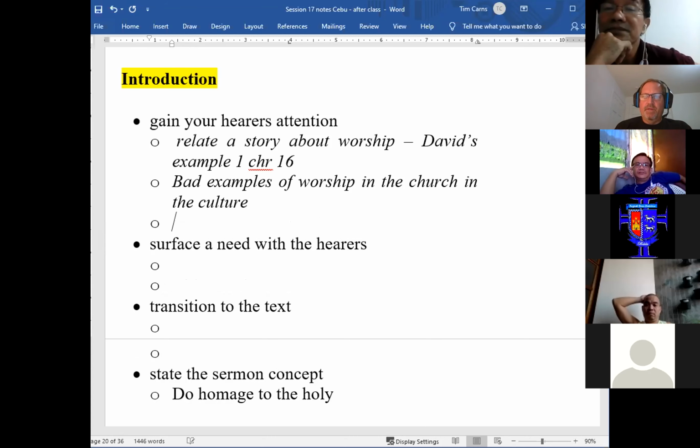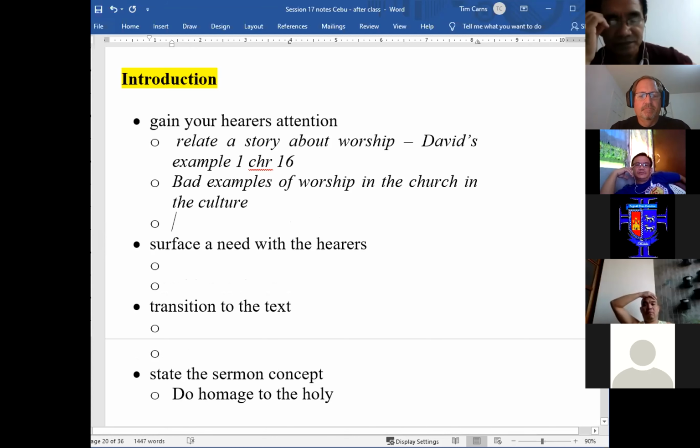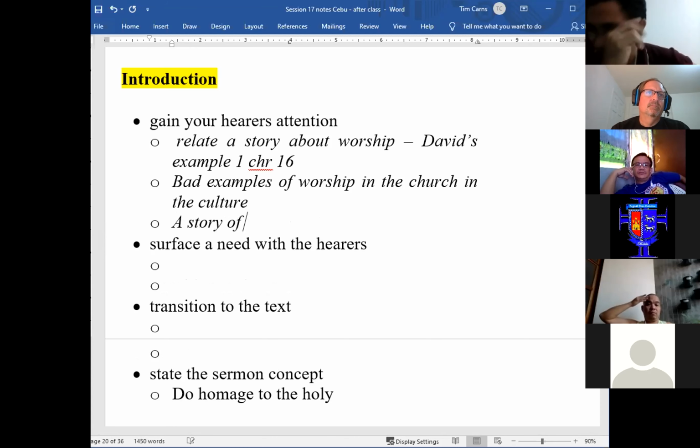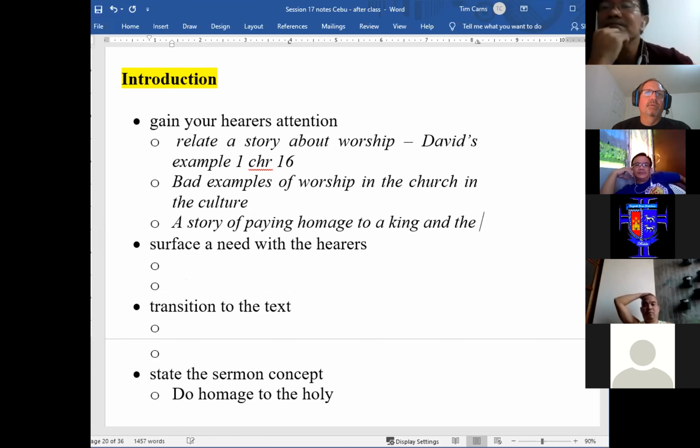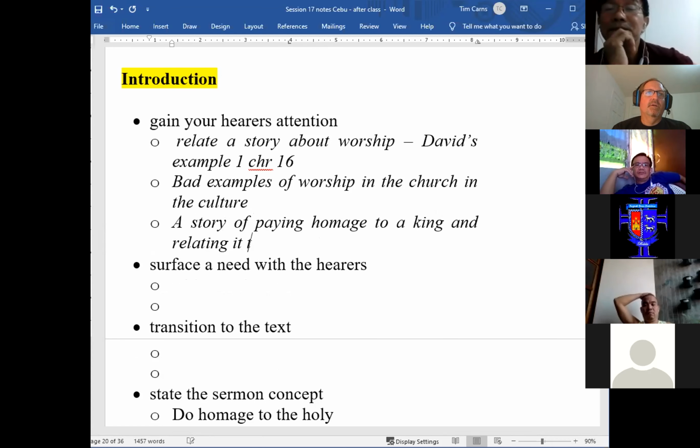Joshua, you had one? Maybe a story of paying homage to a king and relating it to the holiness of God. Good. Paying homage to a king, and relating it to God. Yeah, that'd be a good one. And you could draw on either a modern example or an ancient example.